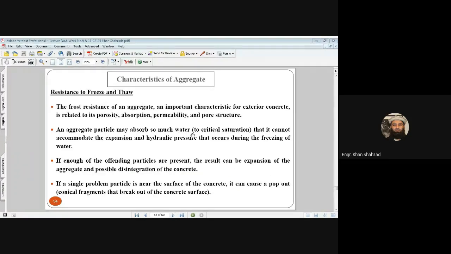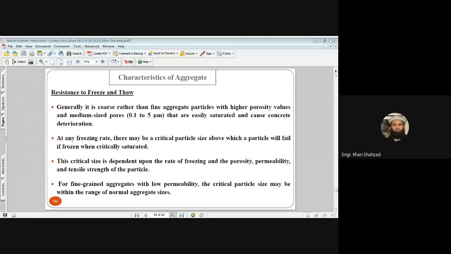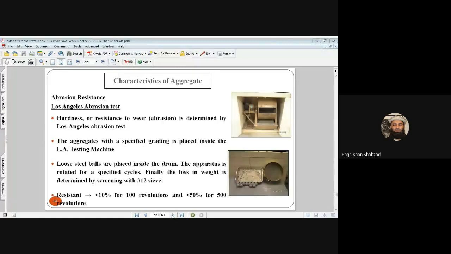Then resistance to freeze and thaw, we have already discussed this in the admixture topic. Resistance to freeze and thaw is continuous. Abrasion resistance, I have also added a link for this test in your classroom. Please have a look at it. You will learn how this test is performed and what is the importance of this test.